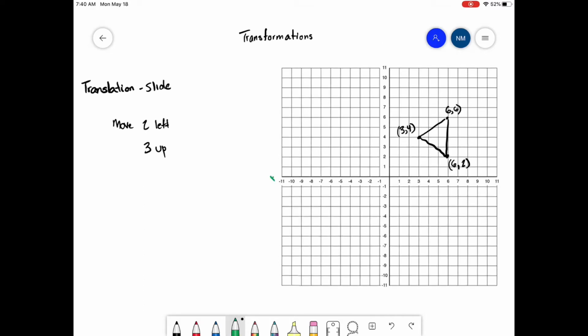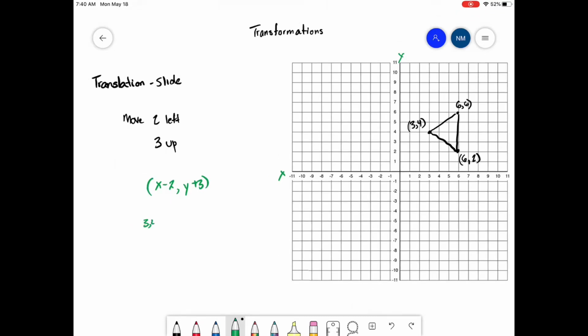Remember that you have your X and Y axis. If you're moving 2 to the left, that's on your X axis, and when you move to the left, that's negative. So you can write a rule where you're subtracting 2 because it's negative. And then if you're going 3 up, that's your Y axis, and it's going 3 positive. So you add 3. So I can take those 3 coordinates that I have, the 3, 4, the 6, 6, and the 6, 2, and I can use that rule to find my new points.